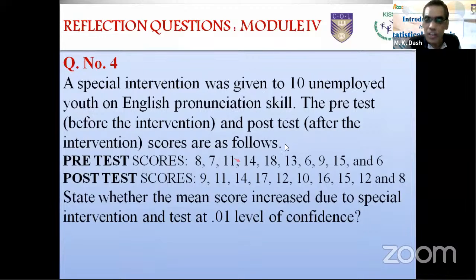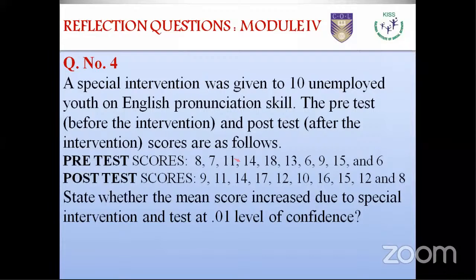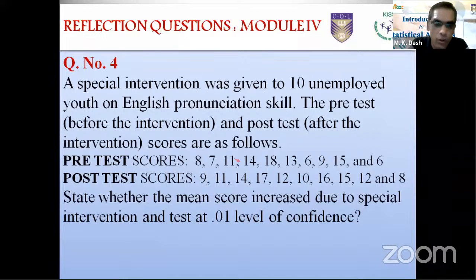What type of method is this? Can anyone cite some example? Suppose you are encountering this problem, what is the research method? Is it a historical method? Is it a survey method? Is it a descriptive method? Experimental method, sir. It's the experimental method, considering a single group design. Yes, single group design experimental method. So pre-test and post-test scores are given. Test whether the mean score increased due to the special intervention and test the level of significance at 0.01 level.